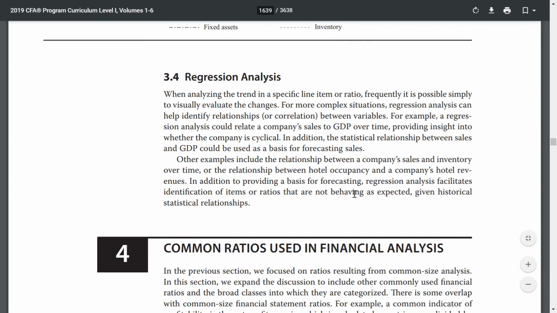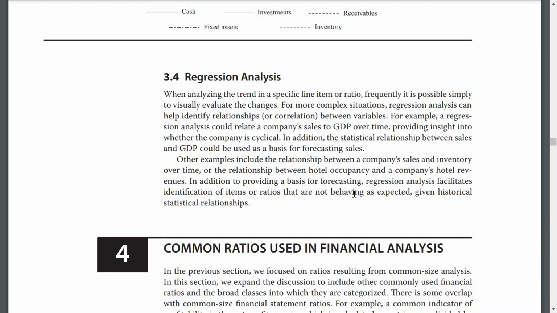Regression analysis. When analyzing a trend in specific line items or ratios, frequently it is possible simply to visually evaluate the changes. For more complex situations, regression analysis can help identify relationships or correlations between variables. For example, a regression analysis can relate a company's sales to GDP over time, providing insight into whether the company is cyclical. In addition, the statistical relationship between sales and GDP can be used as a basis for forecasting sales.